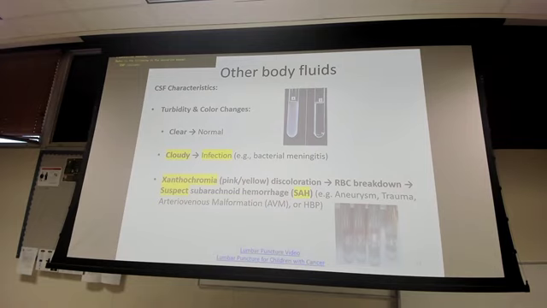And then we have another term called xanthochromia, which has this pink or yellow discoloration. As you can see on these 4 on the bottom, they have that slightly pink to it. That means that there are red blood cells that are broken down in that CSF, and we're thinking of some type of suspected subarachnoid hemorrhage.